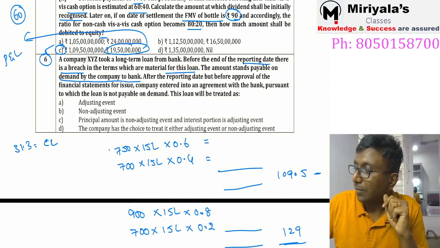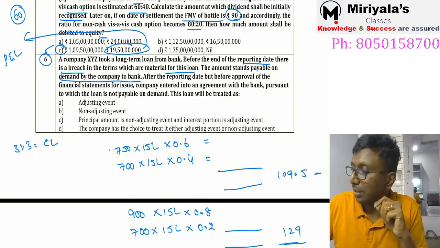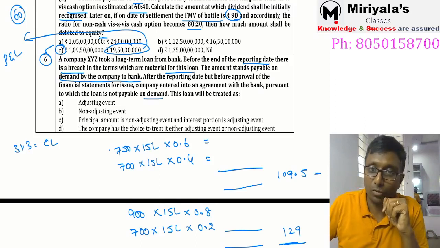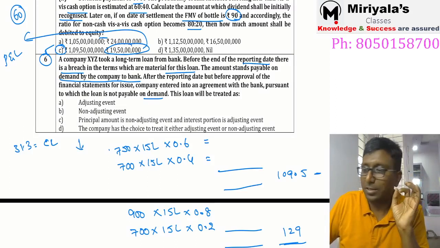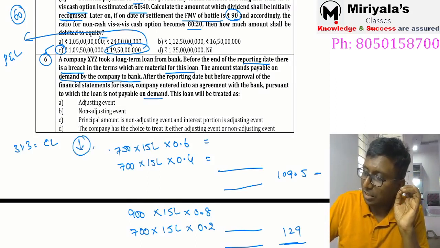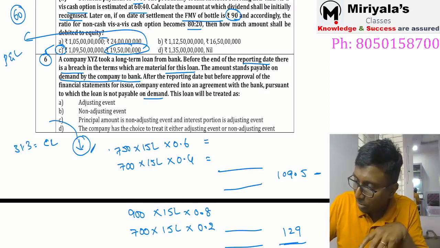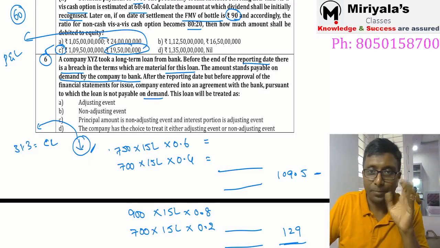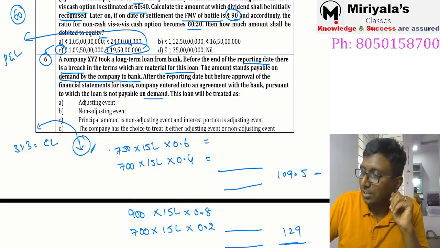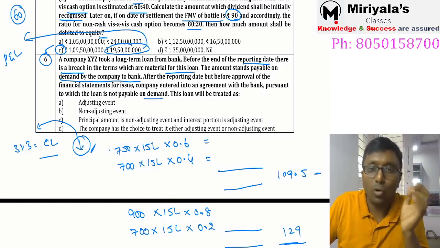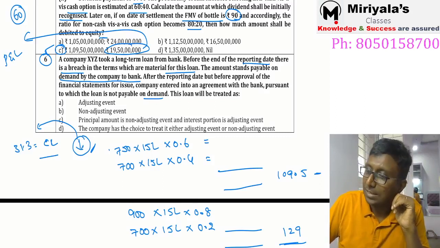You are supposed to repay. Correct. But after the reporting date, before the approval of the financial statements for issue, the company entered into an agreement with the banker, pursuant to which the loan is not payable on demand right now. So subsequently, they have entered into an agreement. Correctly speaking, this is a new transaction, a new arrangement. This arrangement was not there as on 31st March. Strictly speaking, it is supposed to be a current liability and a non-adjusting event, but there is a carve out in this regard.